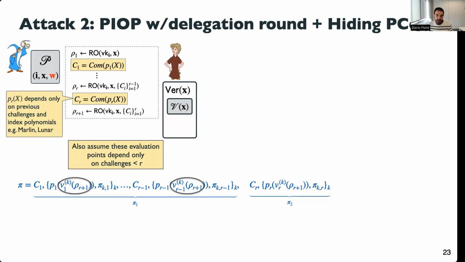So in this attack, I'm considering a broad class of polynomial IOP that I call polynomial IOPs with a delegation round. So what's a delegation round? We say that the polynomial IOP has a delegation round if at some point in the protocol you are sending a commitment, or in general, you are sending a polynomial that only depends on the index polynomials and the previous random challenges.